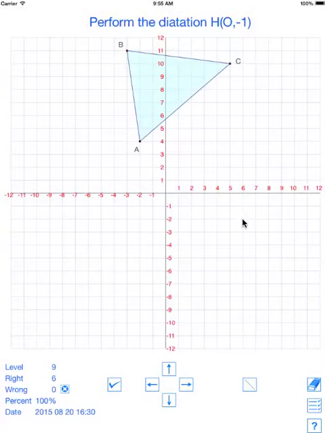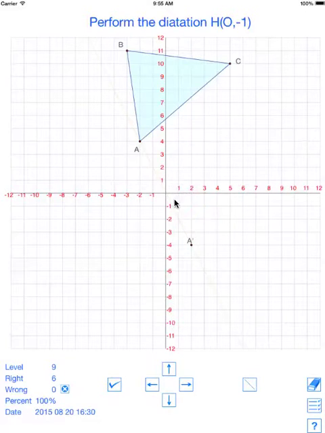So level 9, notice we don't have a dilatation tool, so we have to plot each point individually. Here we have a k-factor of -1, so all the points are being multiplied by -1. The a, which is -2, +4, gets multiplied by -1. So -2 times -1 is +2, and 4 times -1 is -4.